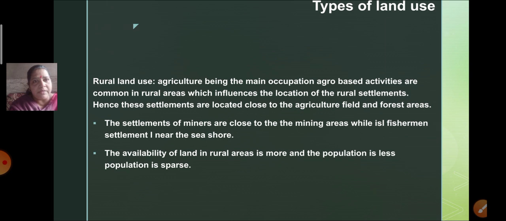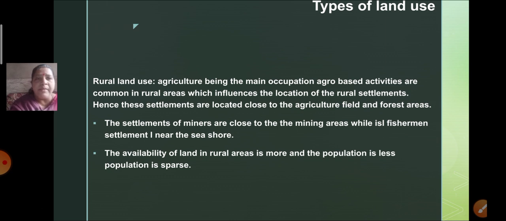If there is a settlement of farmers, where will the farmers stay? Near the agricultural field only. Okay, suppose the settlement is of fishermen. Where are the fishermen going to stay? Near the seashore, where they are going to get their livelihood. So what happens over here is that settlements gather around the place where their livelihood is present.